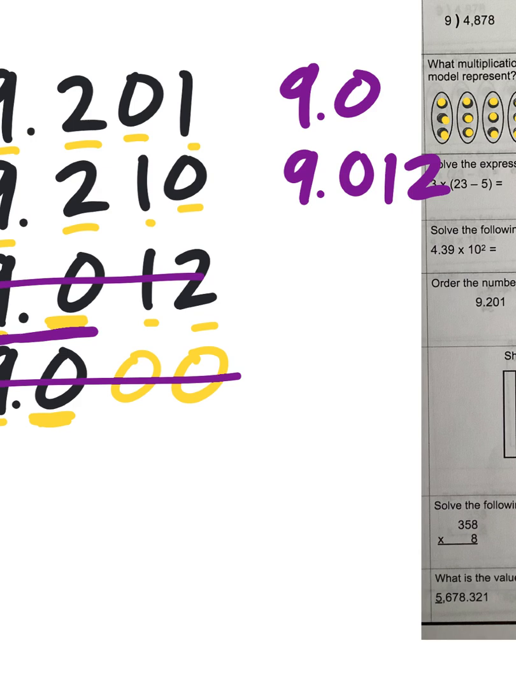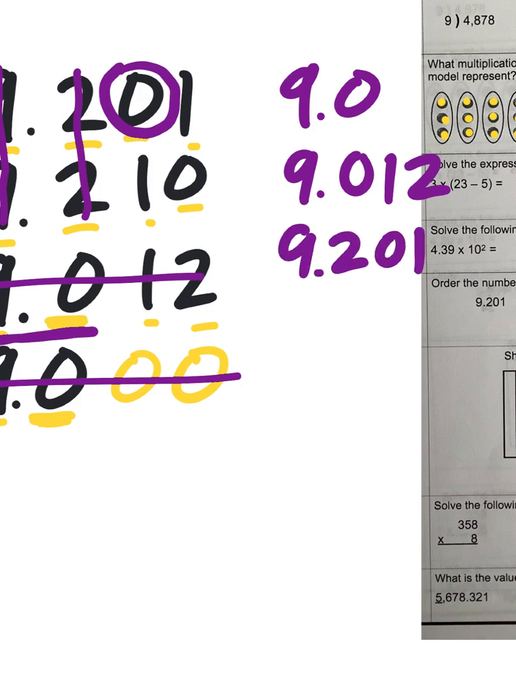I'm going from least to greatest. Now I can look to see which is my bigger, which one would I choose here. My whole numbers are the same. My tenths are the same. But here I have a 0 in the hundreds. So it is going to be smaller than 9 and 210 thousandths. This is my order from least to greatest.